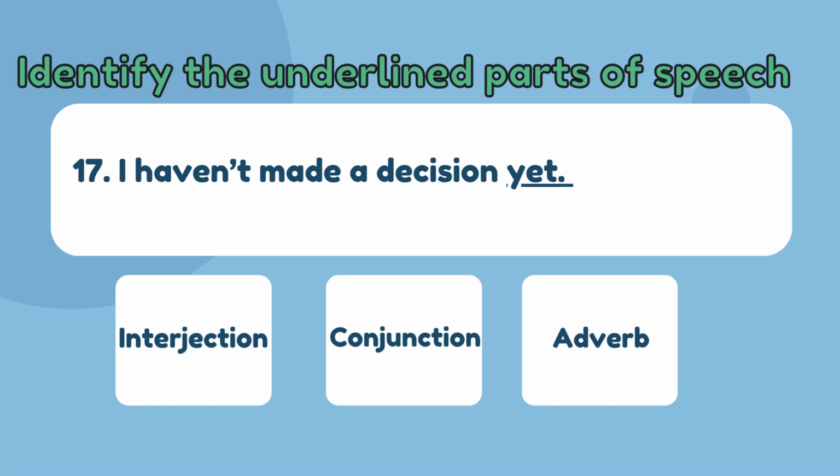Well, here is the same thing. I haven't made a decision yet. Again, yet is underlined, but here it has a different function. Is it interjection, conjunction, or an adverb? But here it is an adverb. Again, it has a different role in this sentence. Mostly they are at the end of the sentence and it shows that this is a perfect tense.